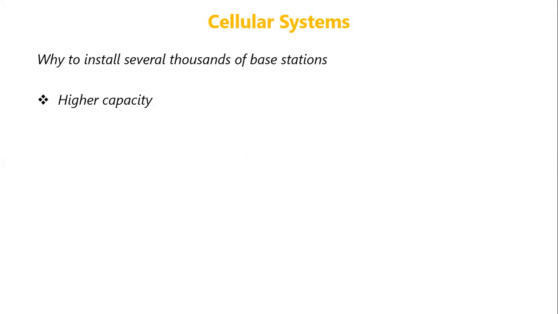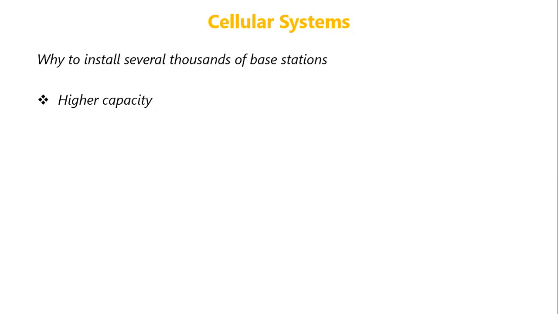There are certain reasons, so let us try to understand them. What are the advantages of having cellular systems with small cells? Small cells means each base station will form one cell. So let us try to understand the advantage of that.